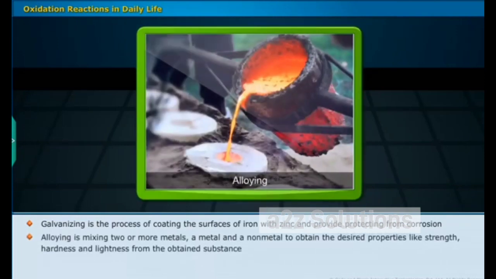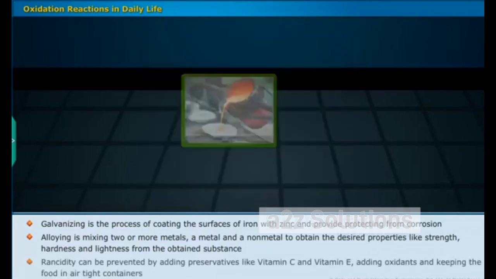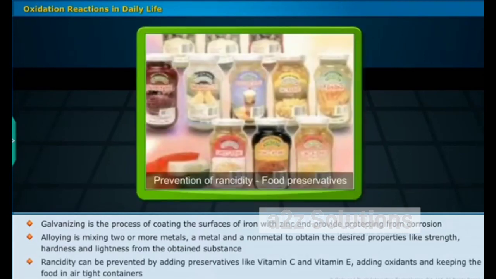Alloying is mixing two or more metals, or a metal and a non-metal, to obtain the desired properties like strength, hardness and lightness from the obtained substance. Rancidity can be prevented by adding preservatives like vitamin C and vitamin E, adding oxidants and keeping the food in airtight containers.